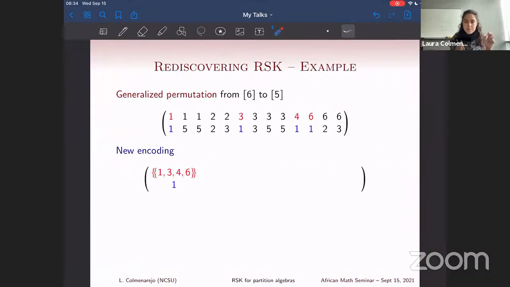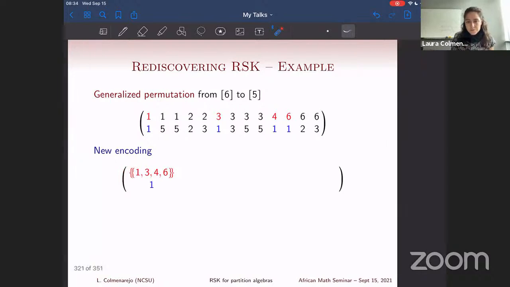I'm going to look at the numbers 1 up to n at the bottom, 1 up to 5 in this case, and I'm going to record on top what are the entries that I have. So if I look at the 1, I have a 1 here, a 1 here, and 2 1s here. And if I look at the numbers on top, I have 1, 3, 4, 6. So I keep them as a multiset. And to have a multiset, we are just going to put these two brackets.